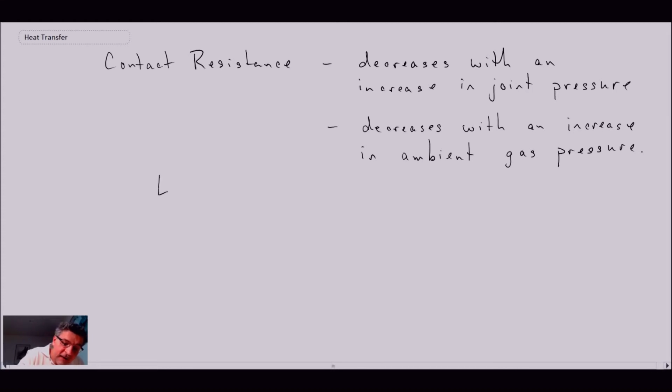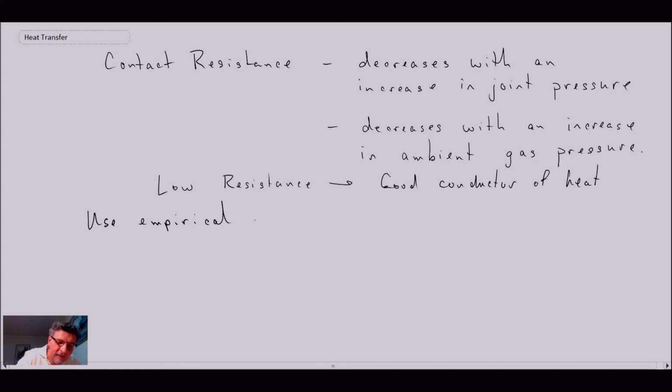Remember we said a low thermal resistance means that it is a good conductor of heat. And consequently, either increasing the pressure of the joint or increasing the gas pressure will lower the resistance and increase the conduction of heat. Now, this contact resistance is very difficult to estimate, and so we typically use empirical data. So it is things that are measured through experimentation, and that is how we quantify it.